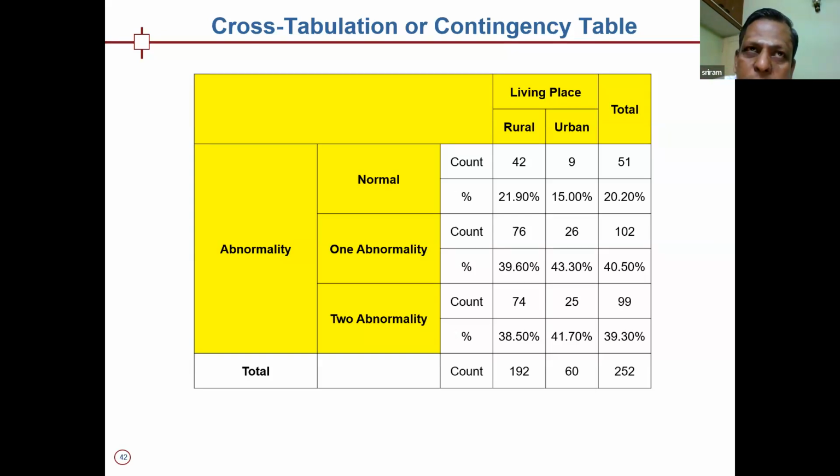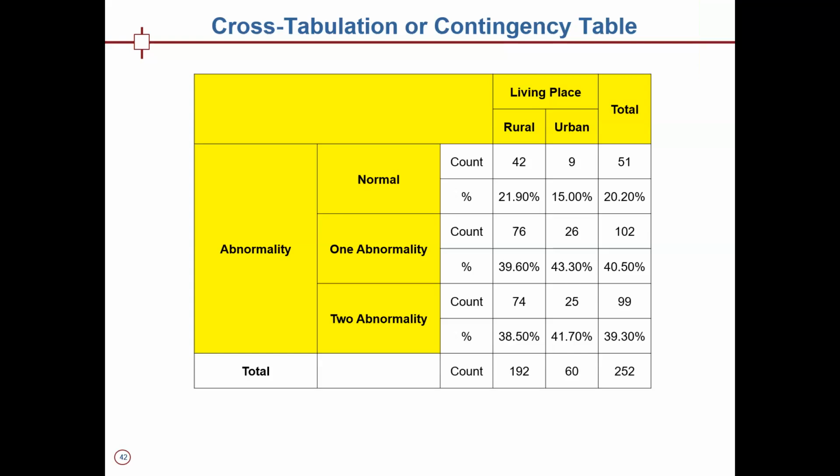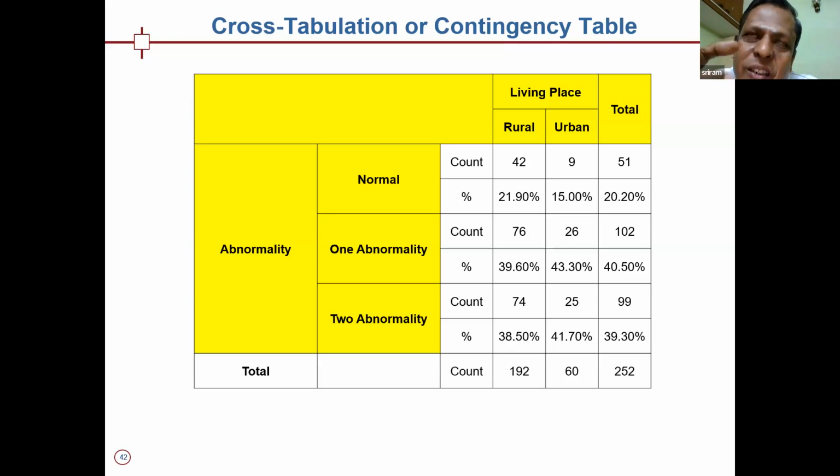By looking at this table, there is no impact. Do you agree? Yes, by looking at this table. But this is not enough in research. We also have to statistically test whether this association is statistically significant. That is why statistics comes into place.